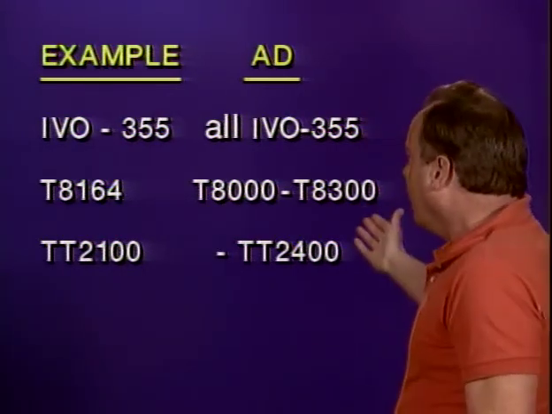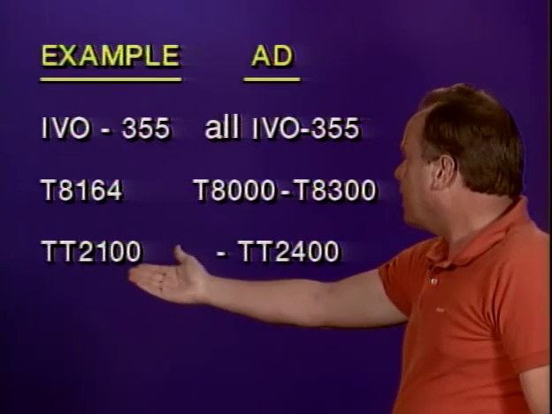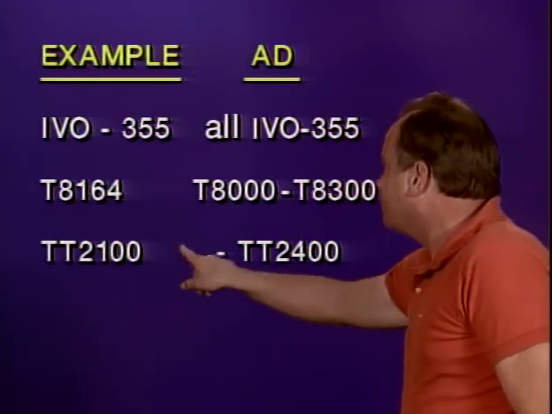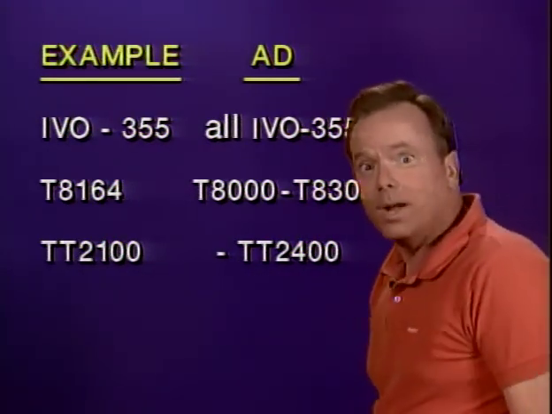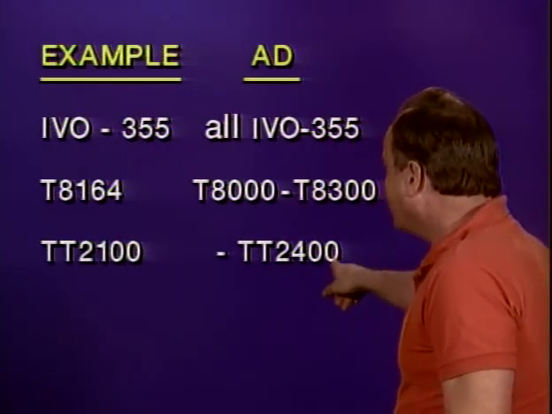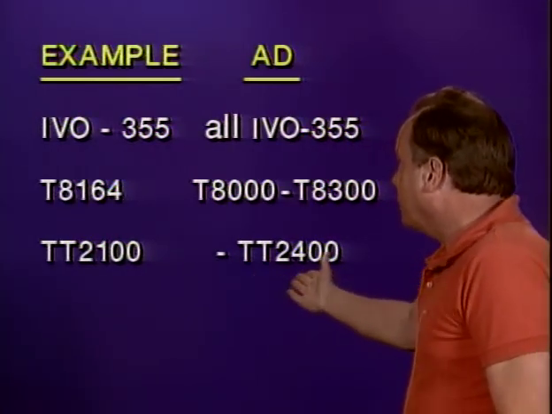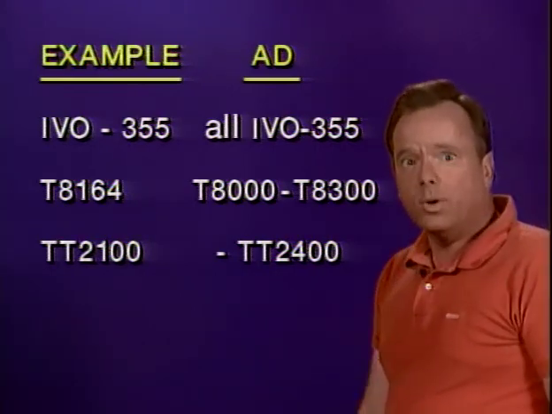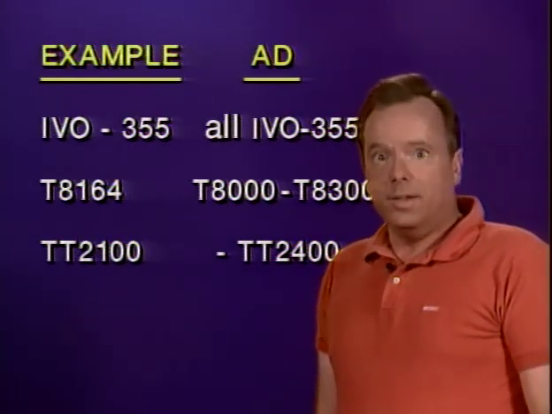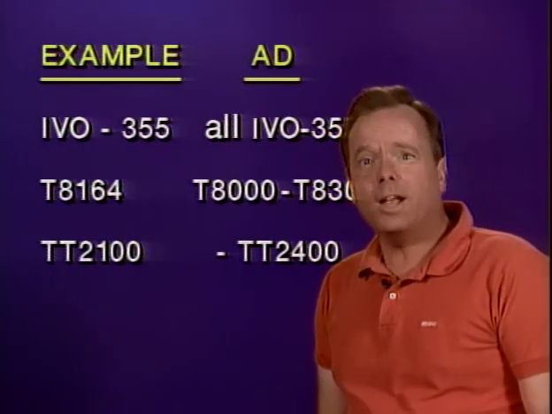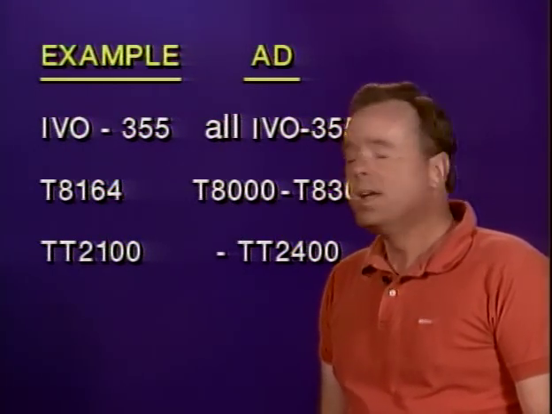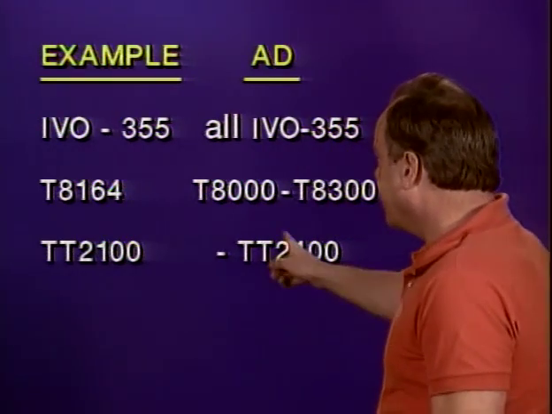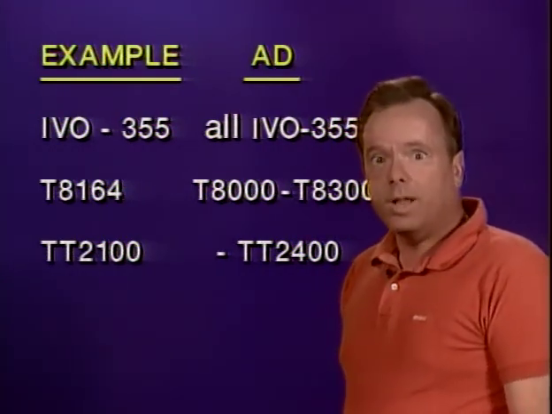And finally, we have time in service, total time in service, 2,100 hours, and it's from 0. This implies a 0 down here, from 0 to 2,400 hours total time. So would we have to comply? And the answer is yes, we would. Yes, the AD would apply. The type of engine matches. It's an IVO 355. The serial number is within the range, and the total time in service, 2,100 hours, is less than the 2,400 hours specified in the AD. So we would have to comply with it.